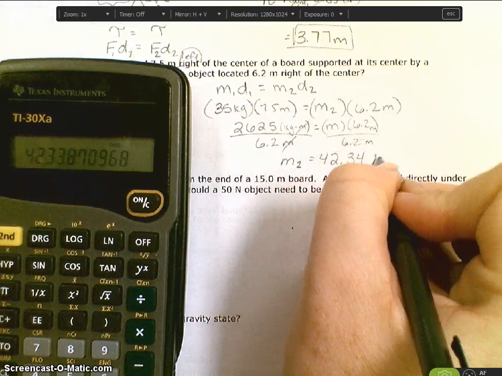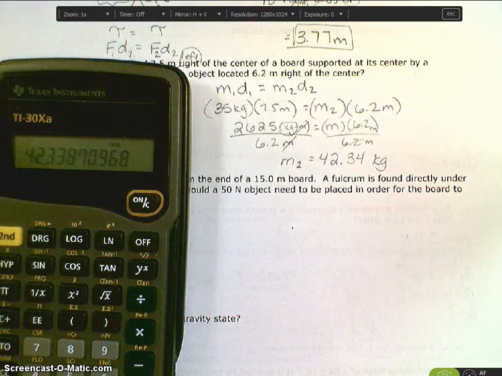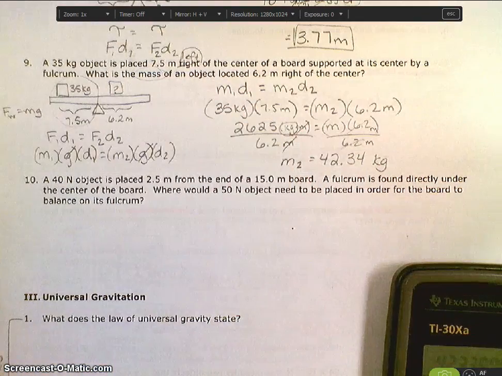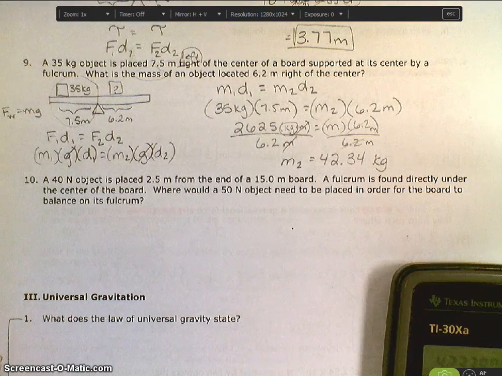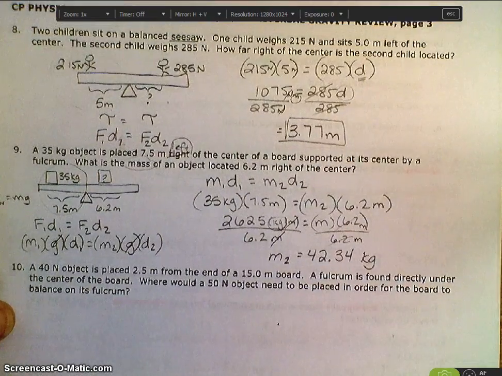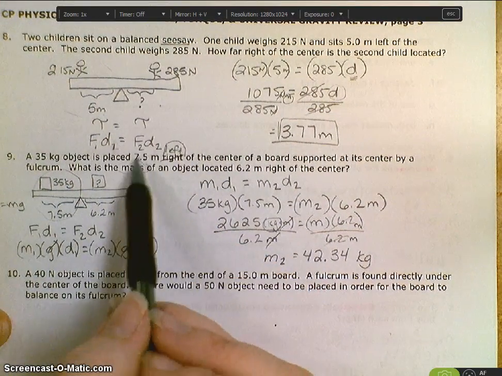42.34. What unit am I left with? Kilograms. Kilograms is a mass, but look at the question. The question asked you for mass, not for weight. So this is an important distinction to observe. In the first question about seesaws, we had weight. This time, mass.